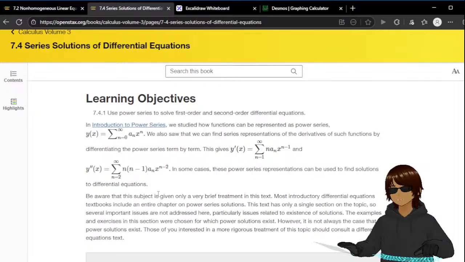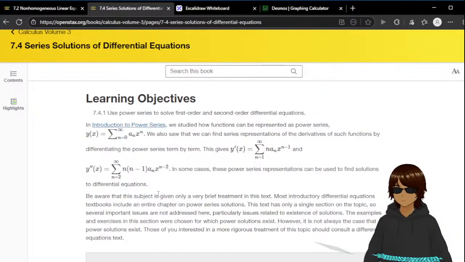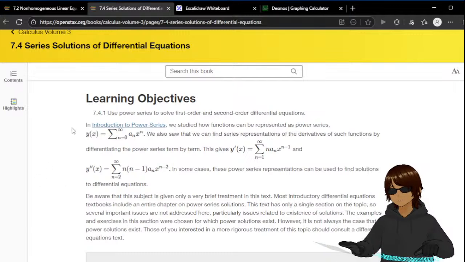Using power series to solve first order and second order differential equations. In the introduction to power series, we studied how functions can be represented as power series. We also saw that we can find series representation of the derivatives of such functions by differentiating the power series term by term. So we have this, and the double derivative is this.